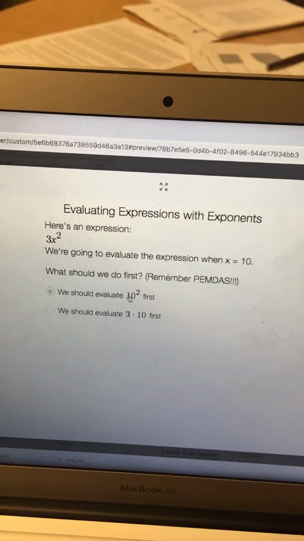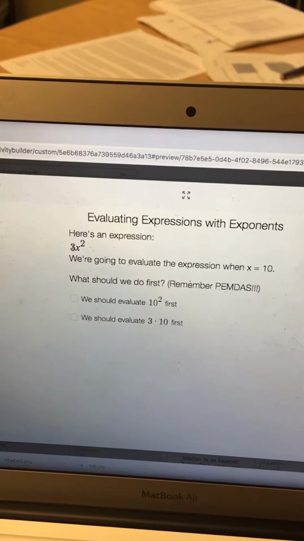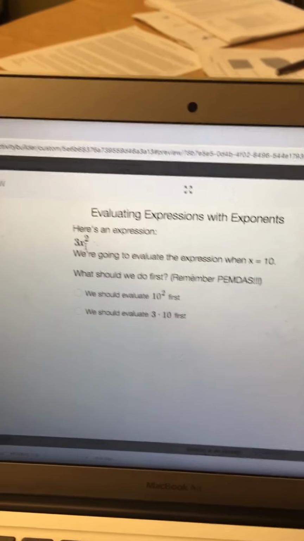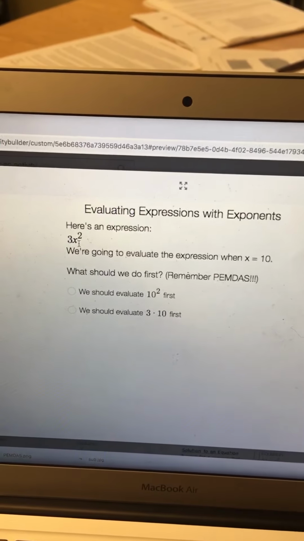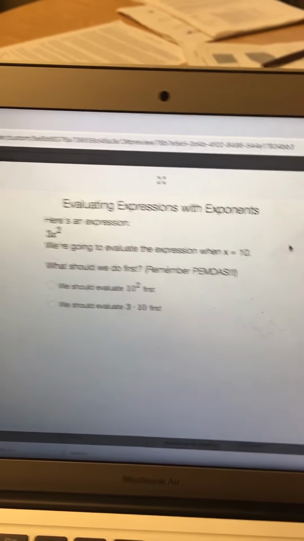What do we do first? Do we want to do the 10 to the power of 2? Or do we want to do the 3 times 10? Think through your PEMDAS. Are there parentheses? No. Are there exponents? Yes. So you do want to evaluate those exponents first.